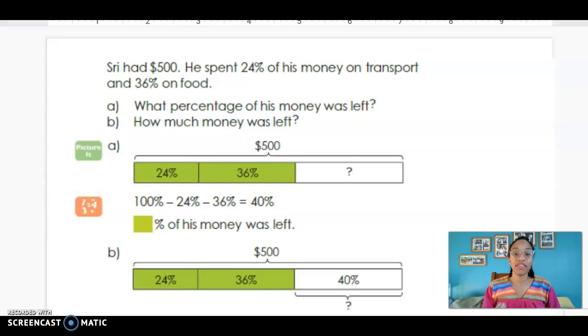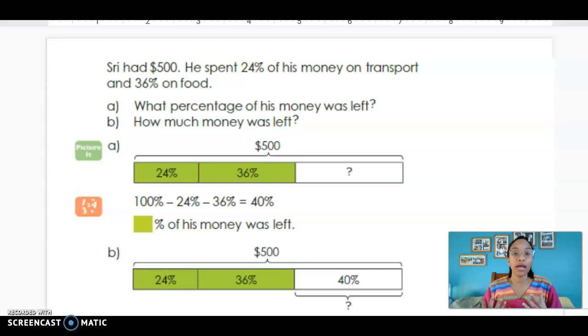So we know that the total amount of money that he had left, that white part we see there that was left, is 40%. He'd already spent 60% of his money, but he had 40% left. Now, do we know how many dollars he had left? How many actual bills he had in his hand? Not yet. But we can use percent of a quantity to figure out how much money 40% of 500 really is.